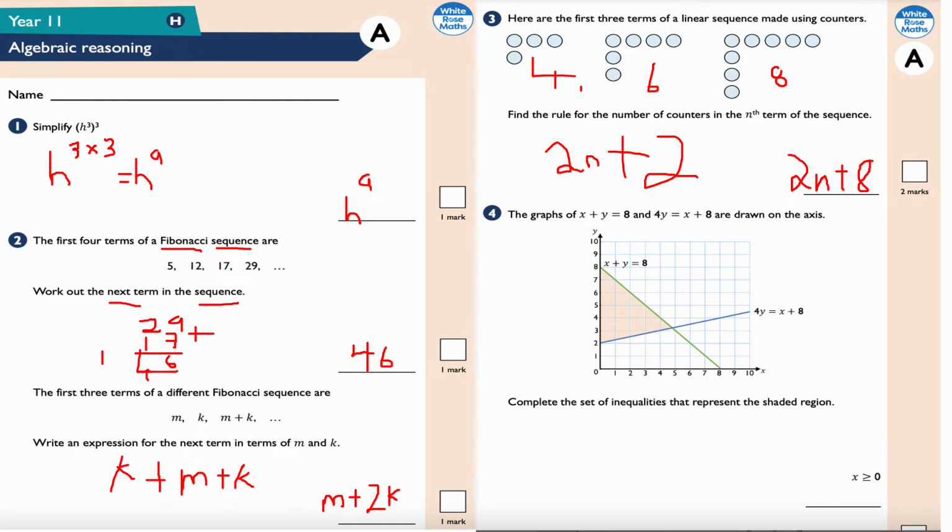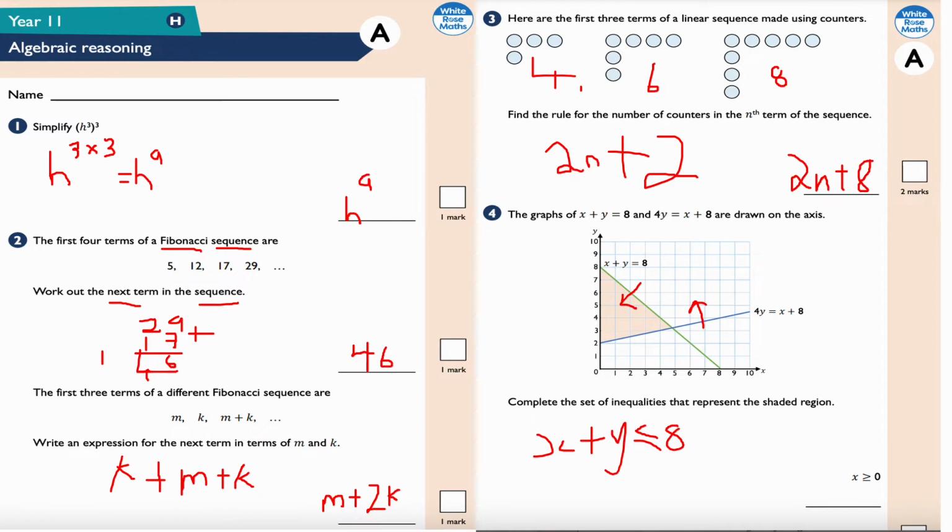This is question number 4, guys. The graphs of x plus y is equal to 8 and 4y equals x plus 8 are drawn on the axis. So complete the set of inequalities that represent the shaded region. Well, it's going up this one and this one's going down. So if I follow the arrows here, it's going to be x plus y is less than or equal to 8 because it is a full line and not a dotted line. So less than or equal to 8.